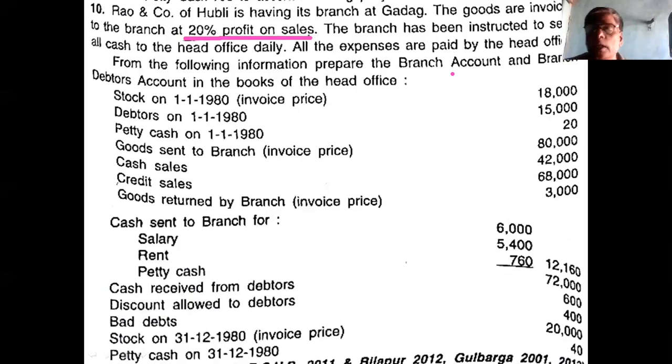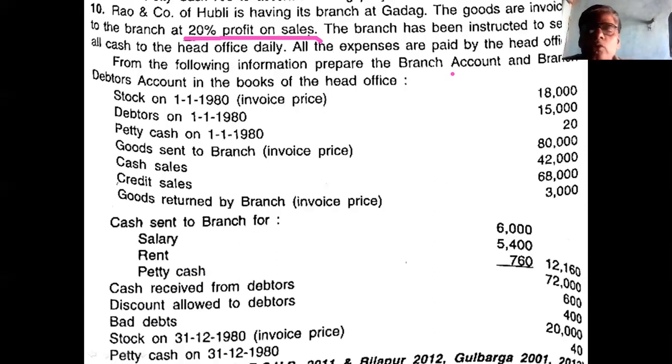On sale means invoice price. Remember this: on sale or invoice price are the same. In the previous problem, cost plus was given. In this problem, profit on sale is given. This is the main point you have to remember. In this problem, it is 20% on sales.